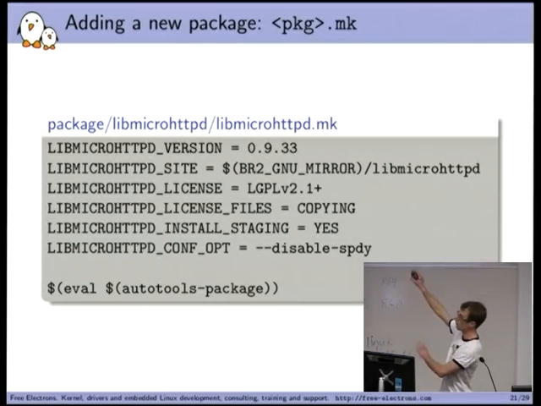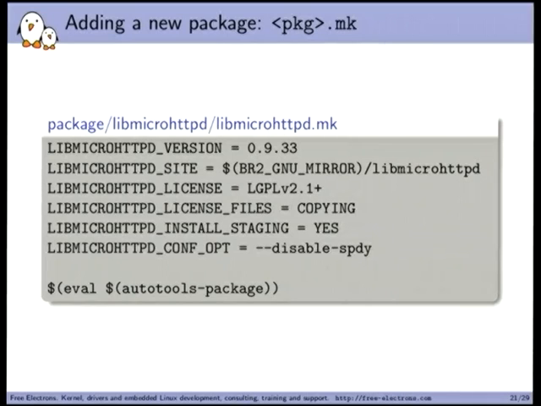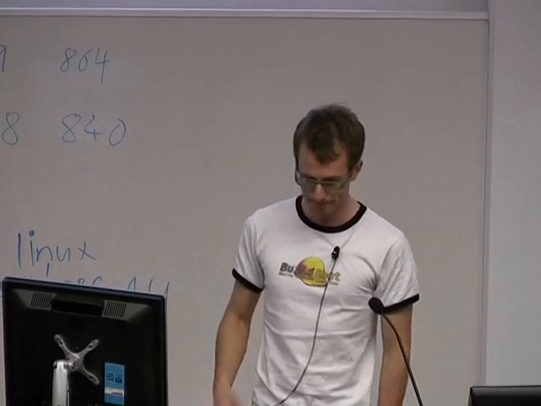I've stripped down the real thing because here we handle things in the real Buildroot. We handle things like optional SSL support, for example. So if we see that we have OpenSSL available, we pass one more option to tell libmicrohttpd, please enable SSL support. And that's all you need. That will create the package. It will automatically download the tarball, extract it, configure it, build it, install it. So that's all you need for AutoTools packages.